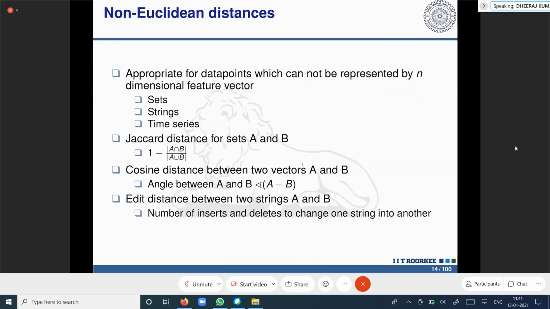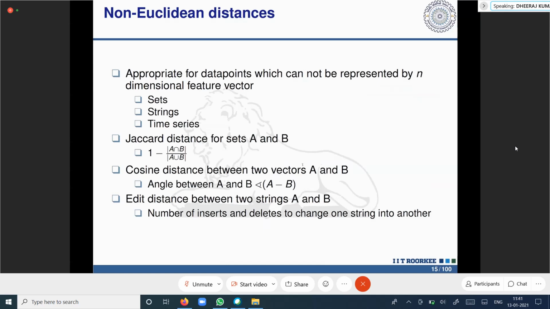Apart from that, there are also non-Euclidean distances which can be used. Euclidean distances are applicable if your data points can be represented in n-dimensional space. But if that's not the case, for example, let's say your data points are sets or strings or a time series, then you cannot represent them in an n-dimensional feature vector space.